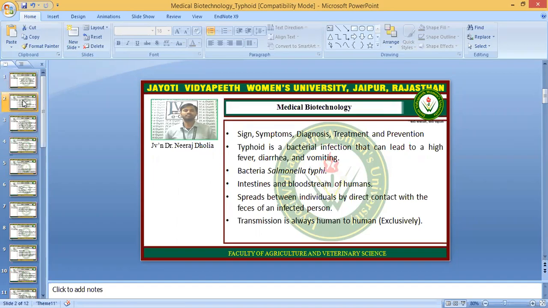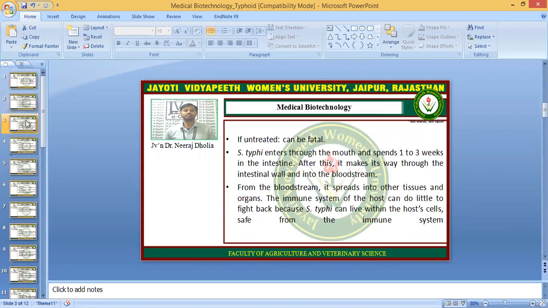It is caused by the bacteria Salmonella typhi, main causative agent of this disease, and it generally resides in the intestine and the bloodstream of the humans, and it spreads from human to human, exclusively human to human. No vector is available for this, and it is fatal if it is untreated. And this Salmonella typhi enters into the bloodstream, and it can affect the other tissues of the body also.